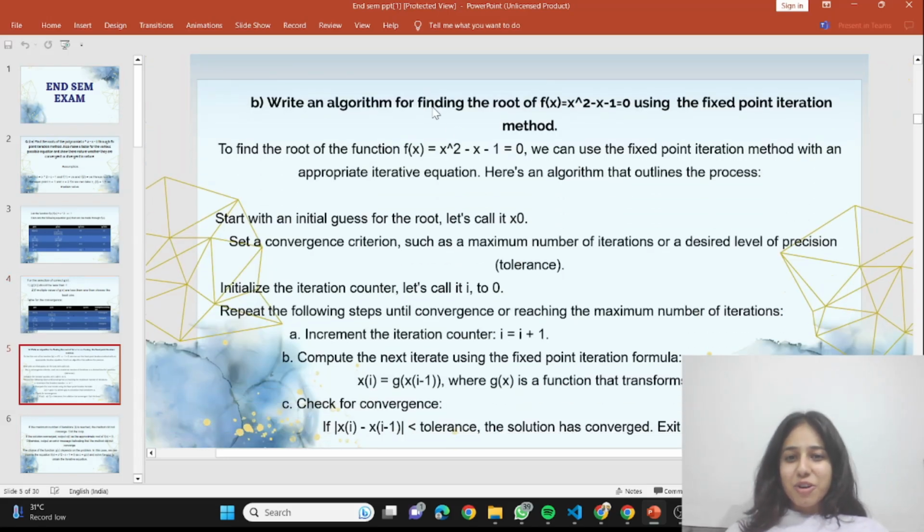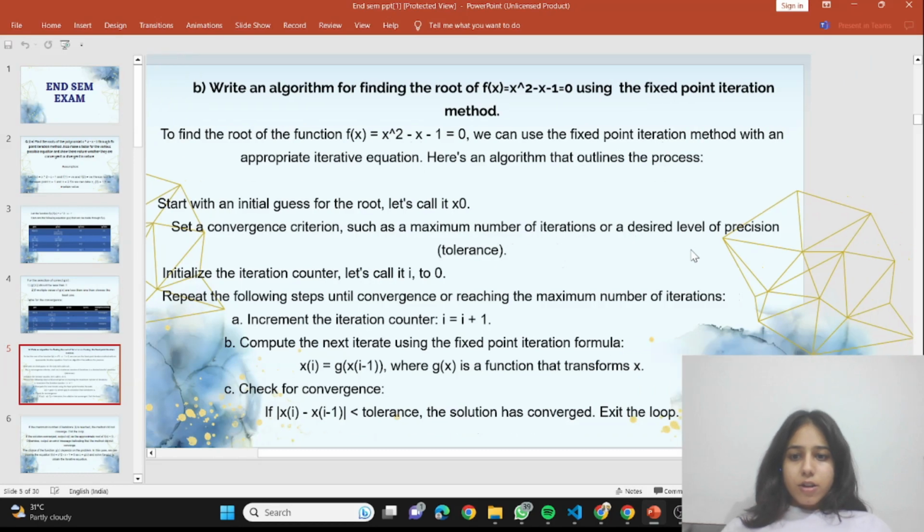Write an algorithm for finding the root of f(x) is equal to x square minus x minus 1 equal to 0 using the fixed point iteration method. To find the root of the function, we can use the fixed point iteration method with an appropriate iterative equation. Here is an algorithm that outlines the process. Start with an initial guess for the root. Let's call it x0. Set a convergence criteria such as maximum number of iterations or a desired level of precision.